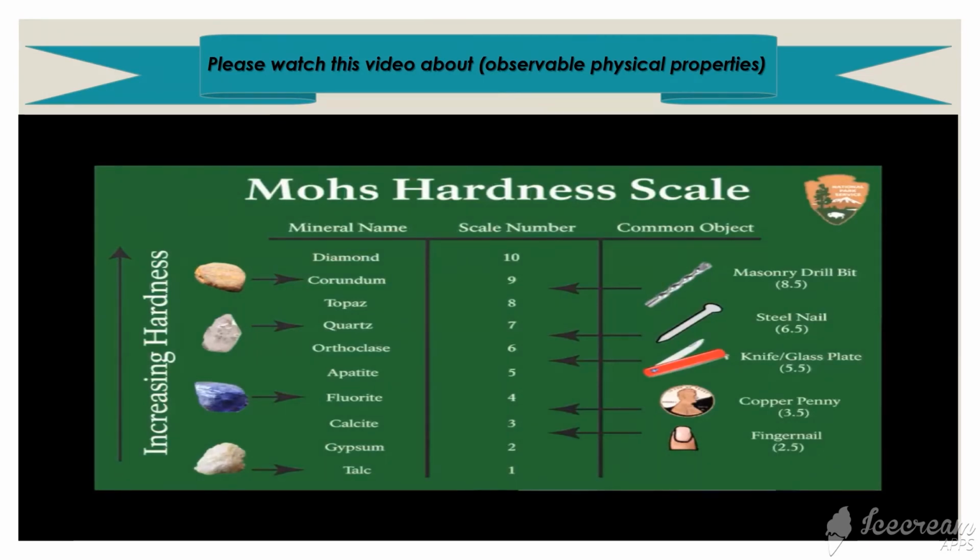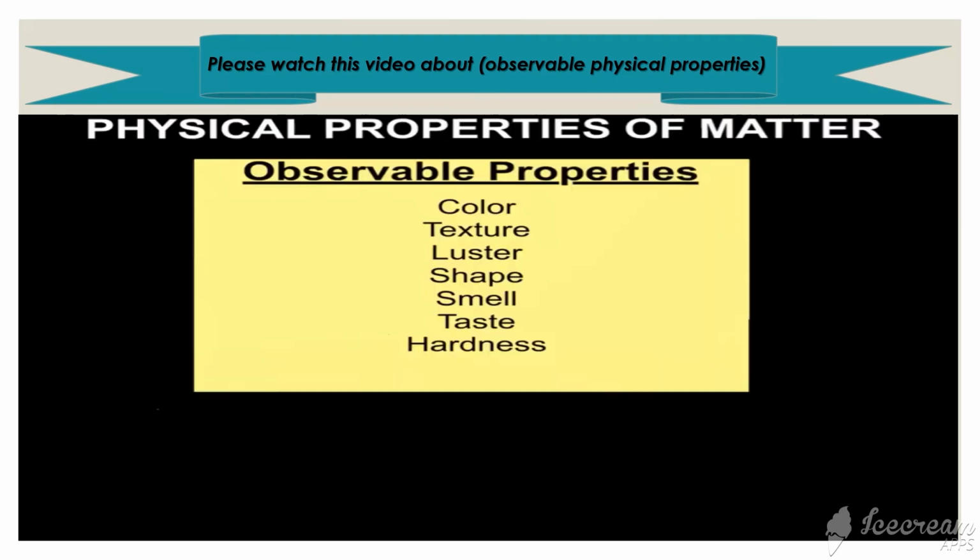Now, this is hardness being a measurable property of matter. Mohs hardness scale, and we will talk about this a lot when you get to the rocks. But right now, we're going to focus on hardness as an observable property of matter. So please add hardness to our observable properties chart, and yep, spelling still counts.